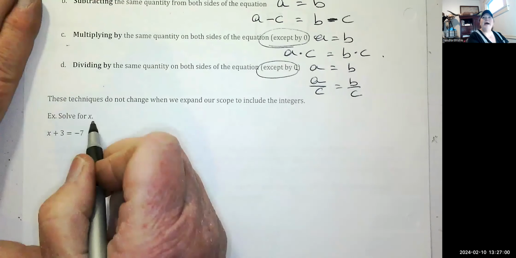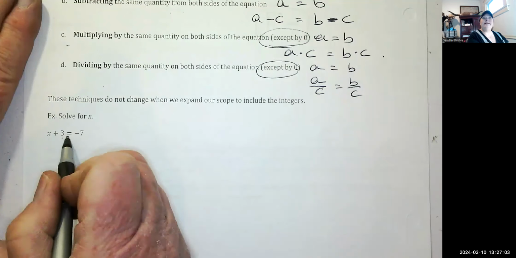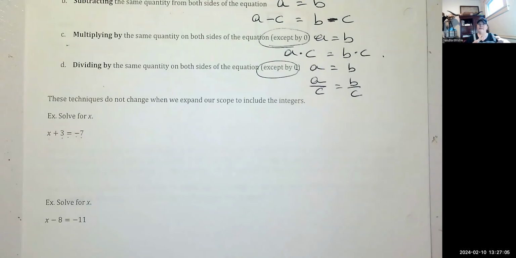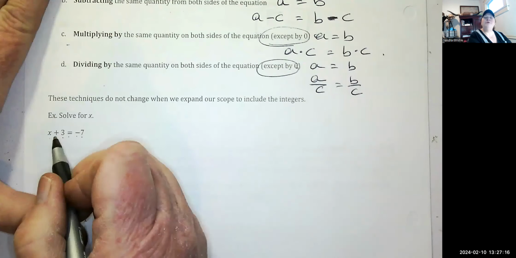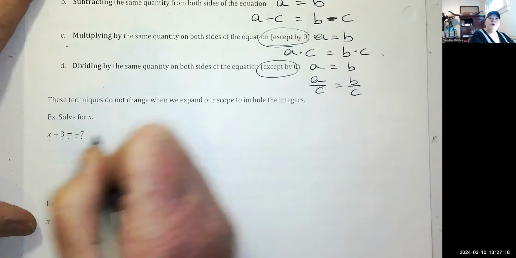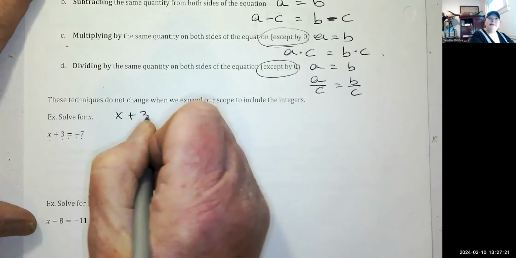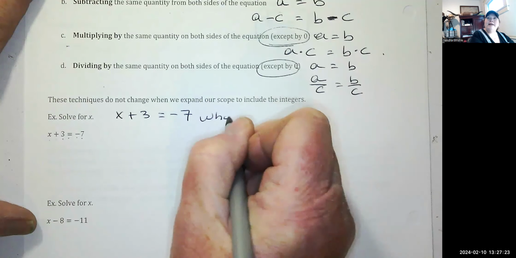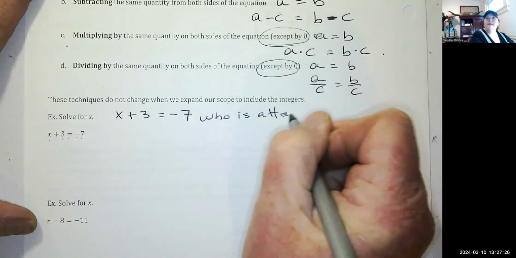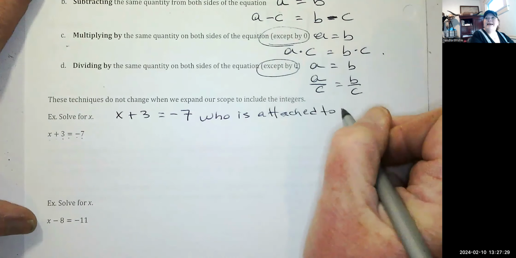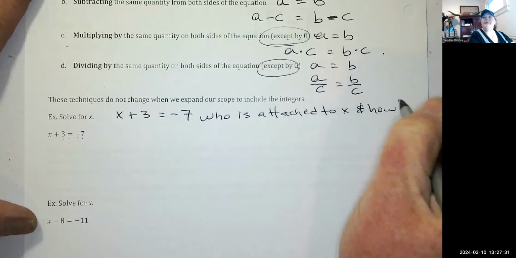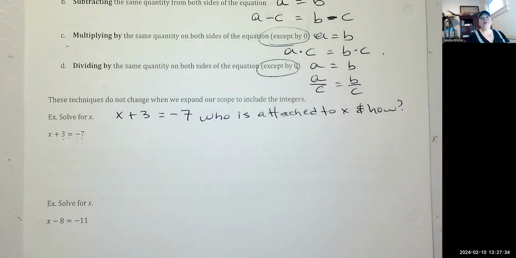So let's solve for the x. This has x plus 3 is equal to -7. So that means that the left side is equal to the right side given a specific number. Now, the thing I ask myself whenever I see this, x plus 3 is equal to -7, is who is attached to x and how? Because we want to know what we have to do to the who to get them away from the x.